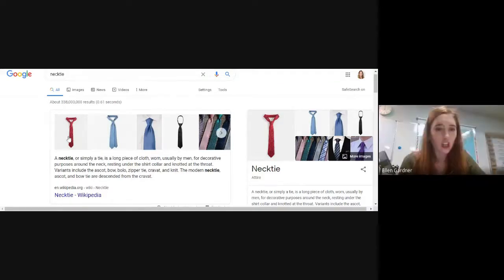The technical term for a tie is necktie. So how many of you have dads that wear neckties occasionally? Yeah. So necktie makes sense because it's around your neck.